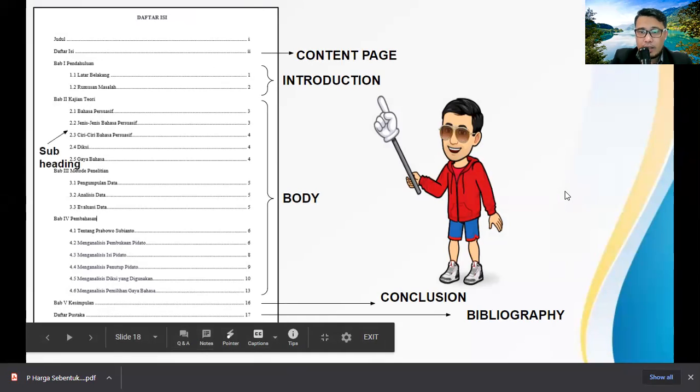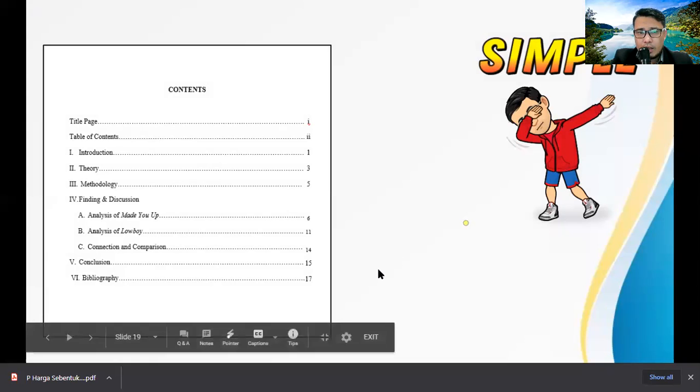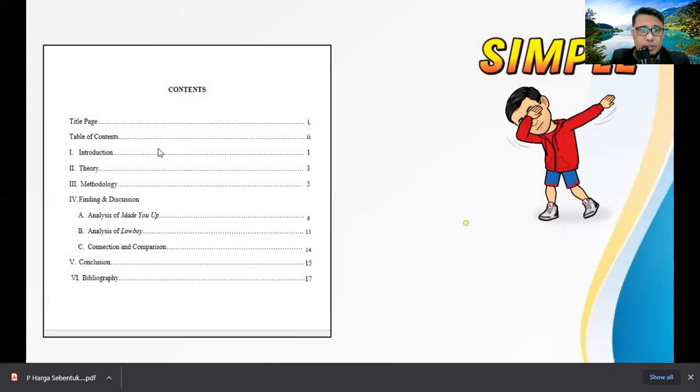Okay, let's see another subject. In this other subject, this is the simple one. If you look here, it is very simple, not like the previous one. Here there is only the content page, introduction, and then the main body: theory, methodology, finding and discussion. And the elaboration is only in the finding and discussion.